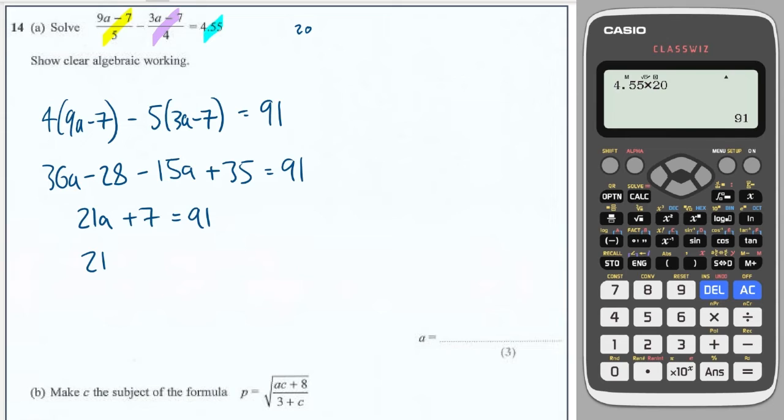Take the 7 from both sides, is going to give me 84. Divide through by 21, I get 4.